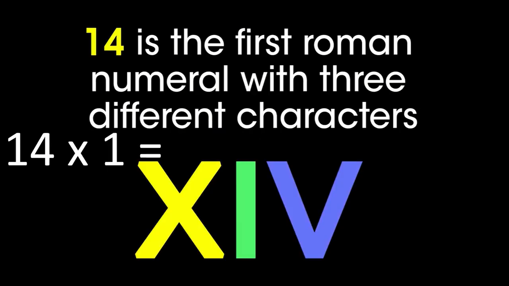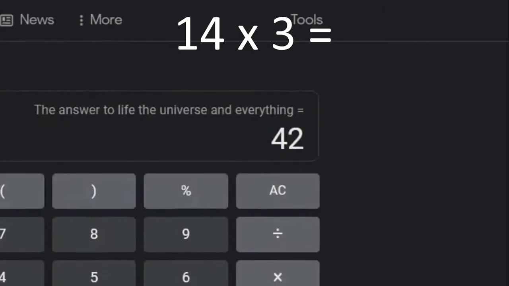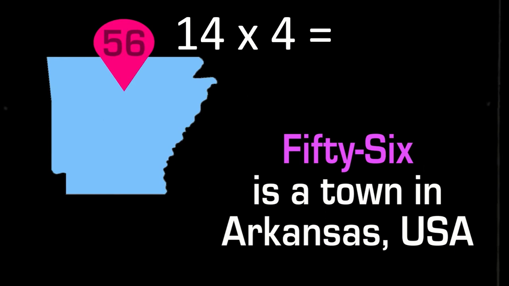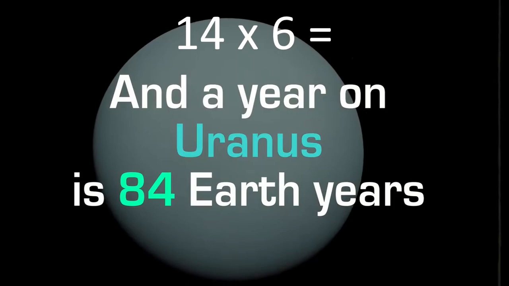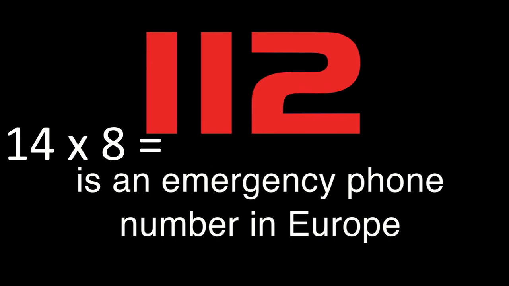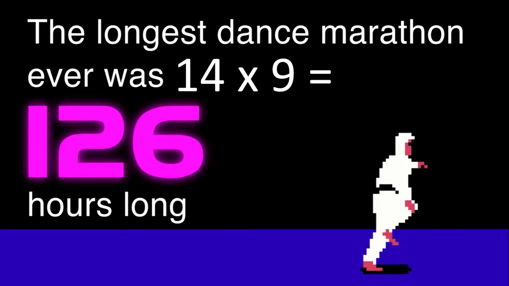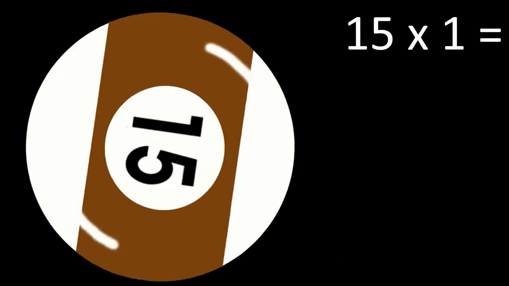14 times 1 is 14. 14 times 2 is 28. 14 times 3 is 42. 14 times 4 is 56. 14 times 5 is 70. 14 times 6 is 84. 14 times 7 is 98. 14 times 8 is 112. 14 times 9 is 126. 14 times 10 is 140.